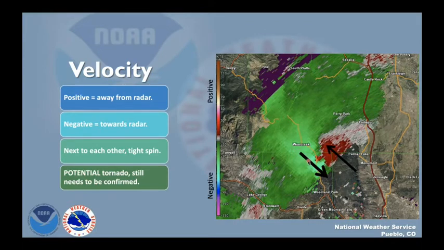This is a way that we infer how the atmosphere is moving and if rotation is occurring. You've got a bunch of air moving this way, a bunch of air moving this way. If you infer that it's moving cyclonically like this, this is what we look at to find rotation. This also shows that the potential of a tornado is there, but we still need to verify it, which is again why we encourage spotters to give us their report.